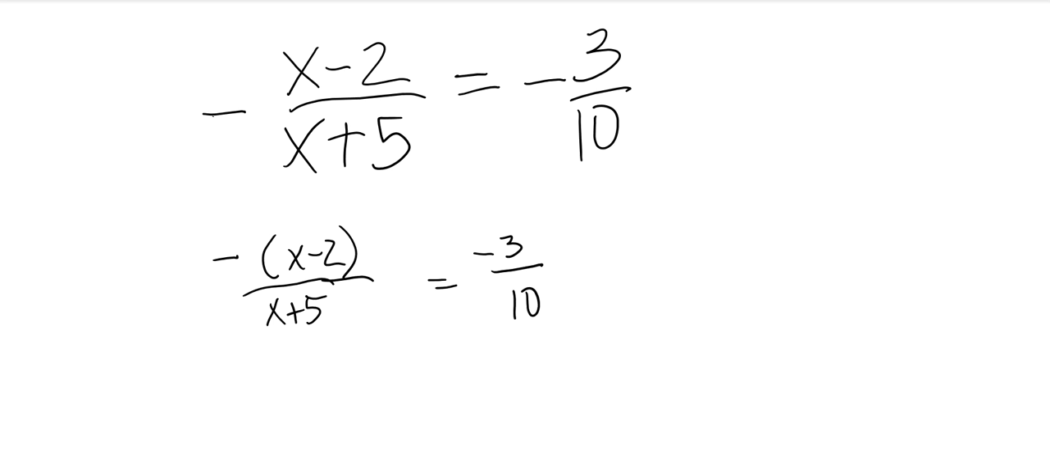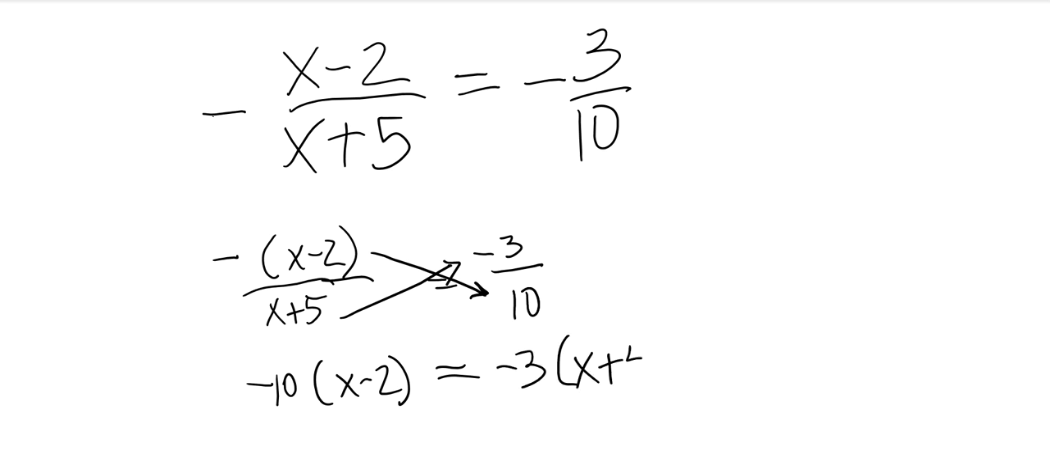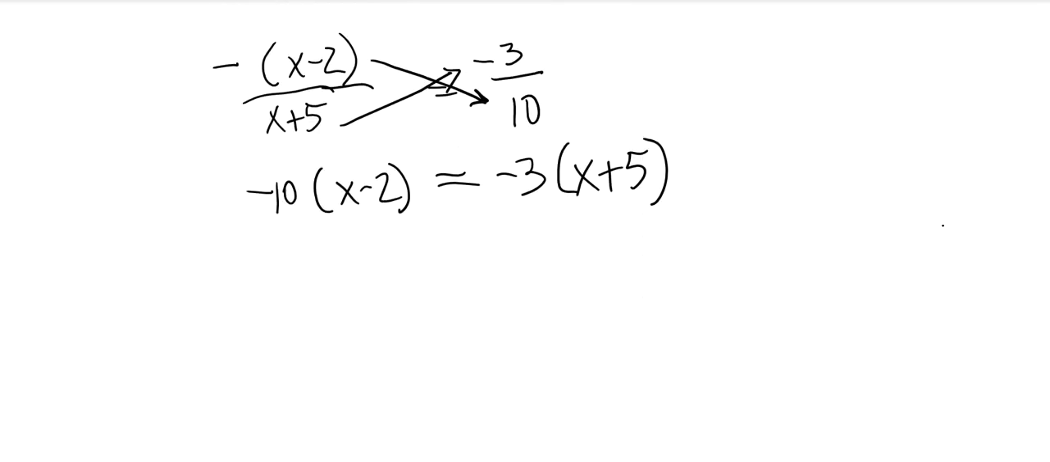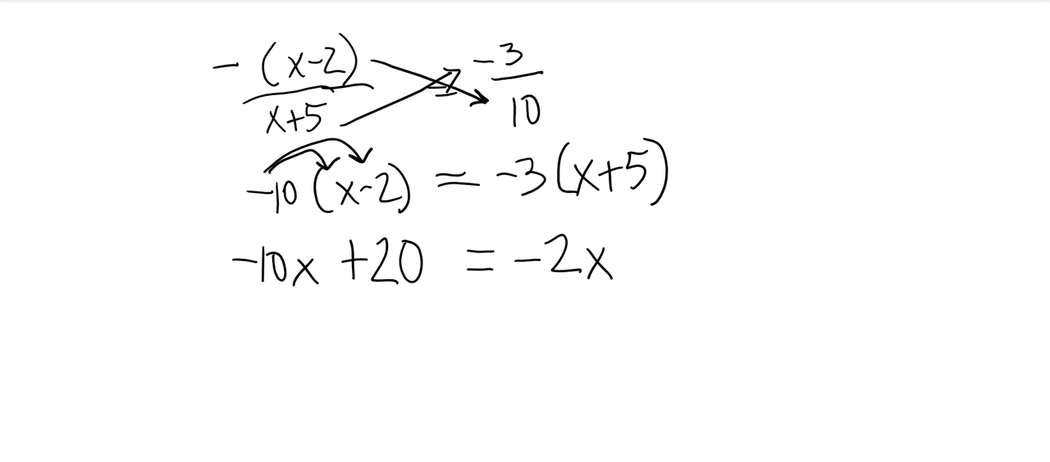So if I use my cross products and multiply negative x minus 2 times 10, so that's negative 10 times x minus 2, would equal x plus 5 times negative 3. Put the x plus 5 in parentheses so that I'm showing I'm going to distribute. Distribute negative 10 to each term inside the parentheses, negative 10x plus 20. It's a positive 20 because a negative times a negative is a positive. And then on this side, negative 3x minus 15.